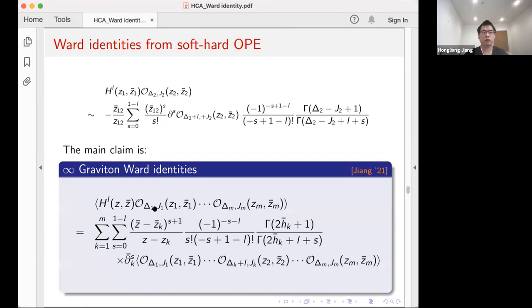So if we have a set of hard operators here, and if we insert one more soft current, then this is given by the right-hand side. So essentially, we just replace each pair of soft graviton current and hard operator with their singular OPEs above here. And then we sum over all the hard operators. And this just gives this formula.